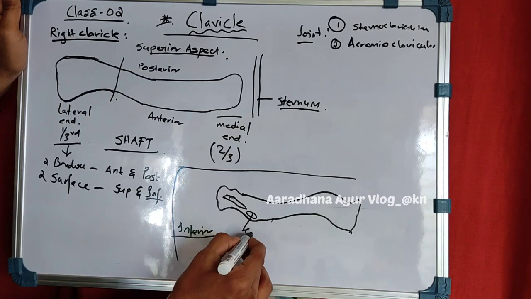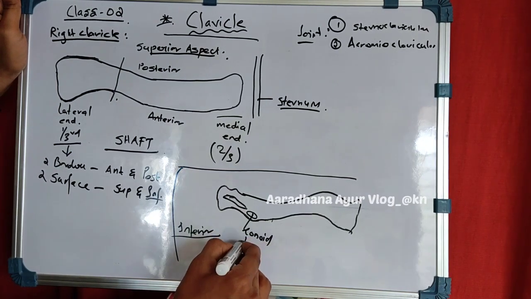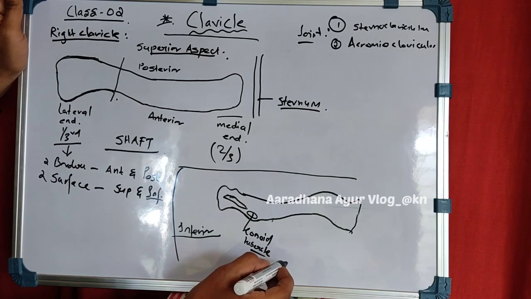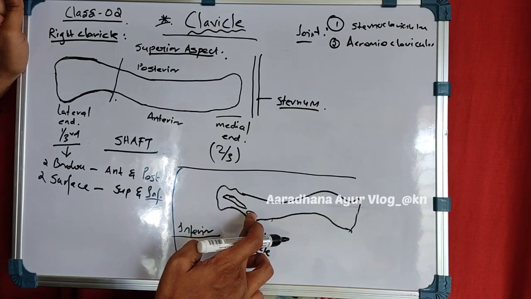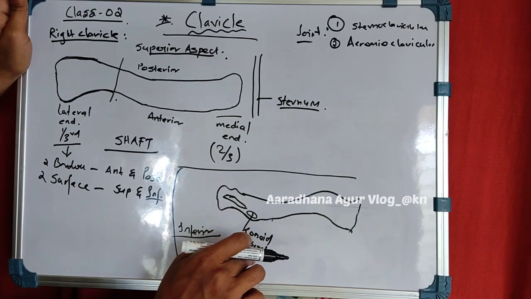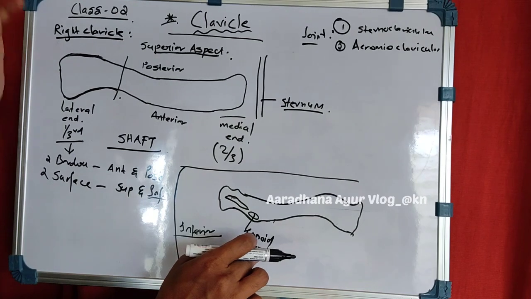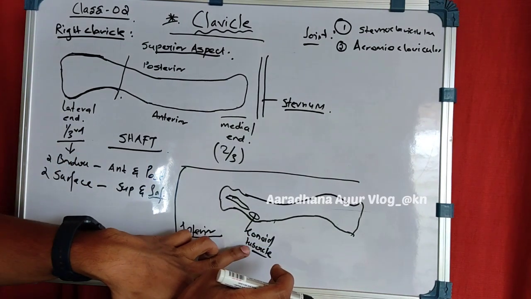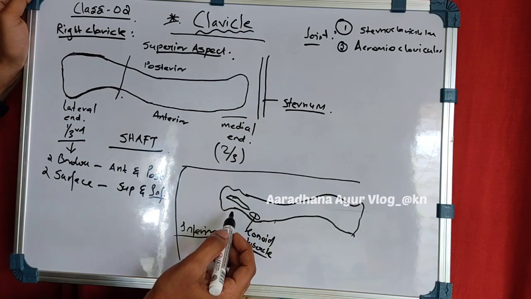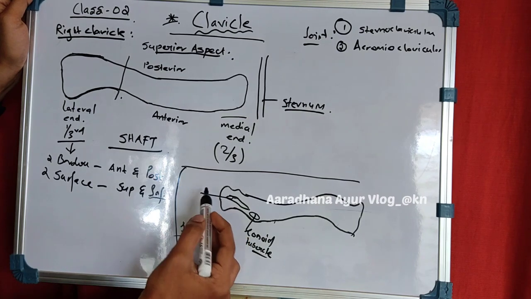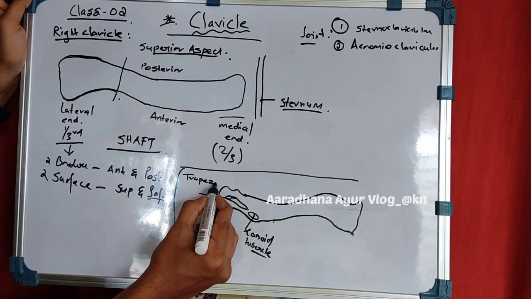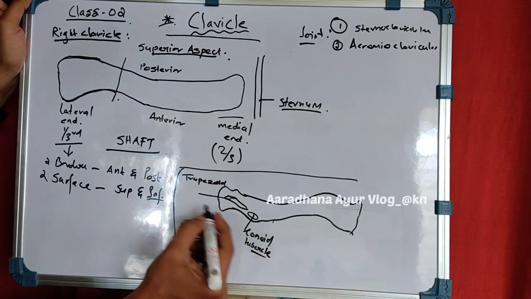This is the conoid tubercle. This is the inferior surface, and it is present on the inferior surface. The inferior surface presents an elevation called the conoid tubercle, and a ridge called the trapezoid ridge. One ridge is here, this is the ridge, so it is called the trapezoid ridge.